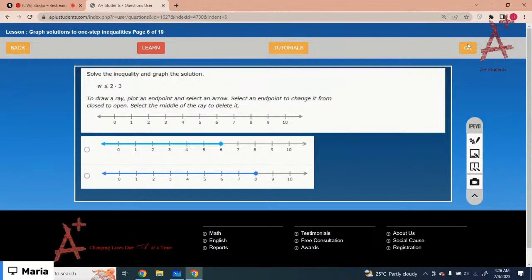Okay, W is less than or equal to 2 times 3. So 2 times 3 is 6. Got it? That means W is less than or equal to 6. So that means W can be 6 and all the values that are less than 6. So that means you have a filled circle on 6. Got it?